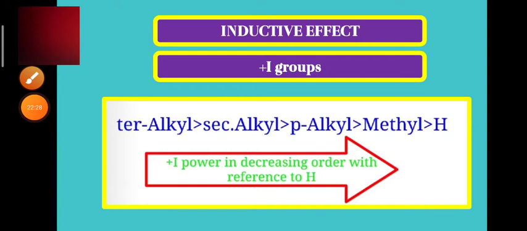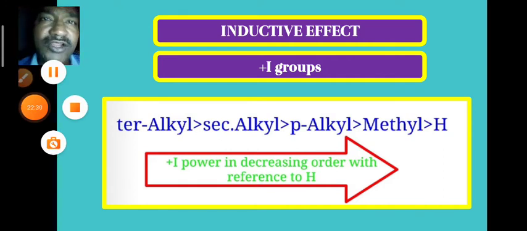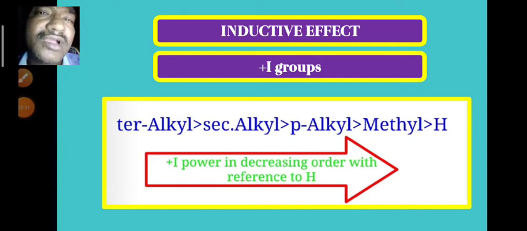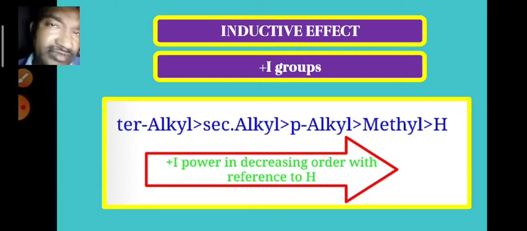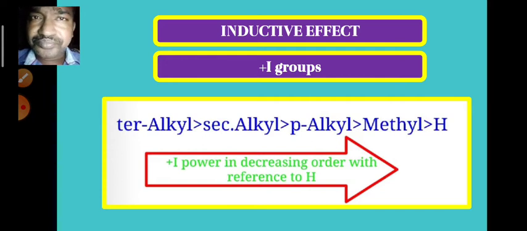Plus I groups means the groups which increase the electron density on the carbon atoms of the carbon chain are called plus I groups. Here generally alkyl groups come under this category. Tertiary alkyl is the strongest plus I inductive effect group, and hydrogen comes least in this series.